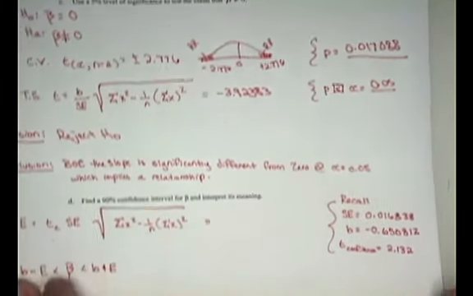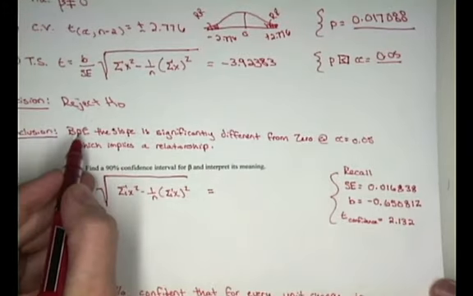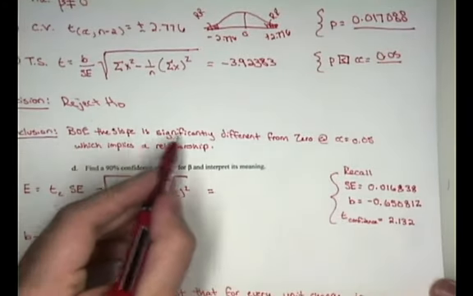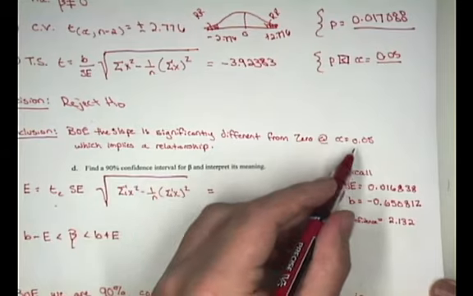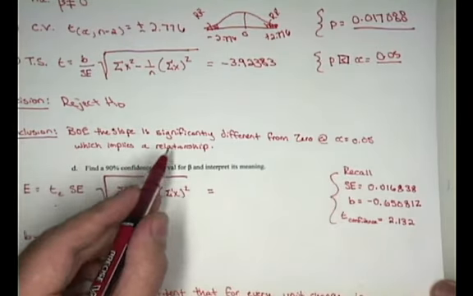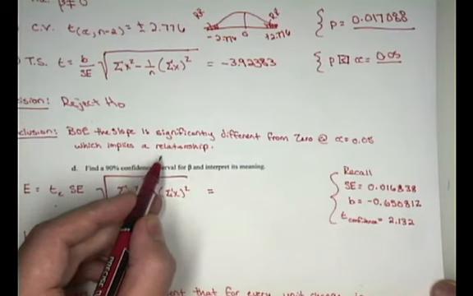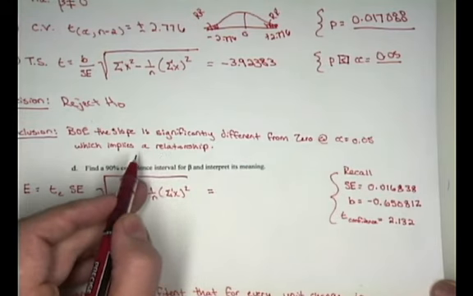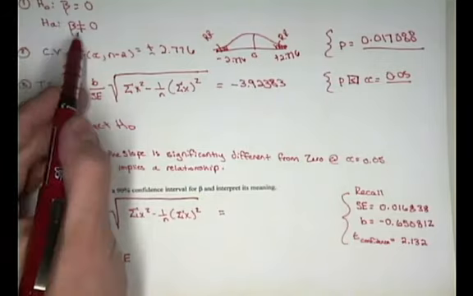When we reject H0, we're going to come to the conclusion that based on the evidence, the slope is significantly different from 0 at an alpha of 0.05, which implies a relationship of some sort. We don't know if we're getting a positive relationship or a negative relationship. We didn't test that claim. We only tested some sort of relationship either way.